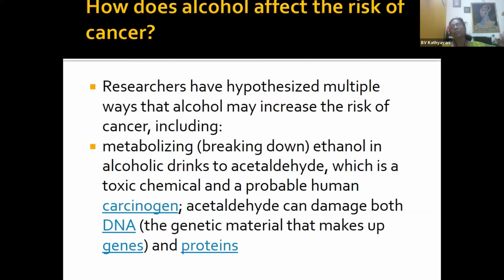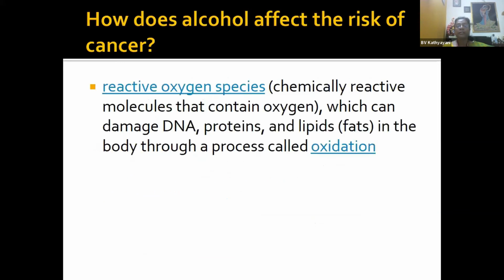Some people say, even till death I was having alcohol and I didn't get it, but that is again the genetic makeup. The proteins and the genetics, the DNA, all matter. How much you are taking, and what type of alcohol you are taking, also matters. Then reactive oxygen species can damage DNA, proteins and lipids in the body through a process called oxidation. When you take alcohol, this is how it damages your DNA, proteins and lipids. A chemical reaction takes place inside the body.